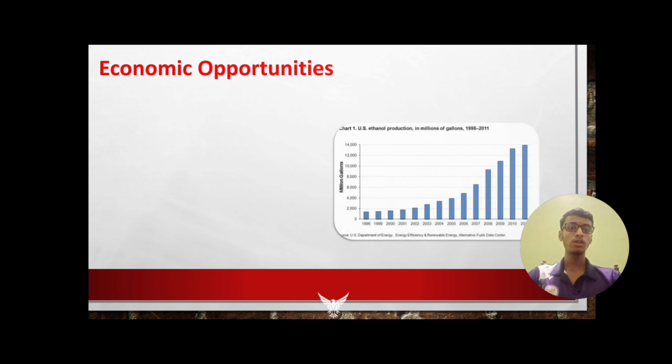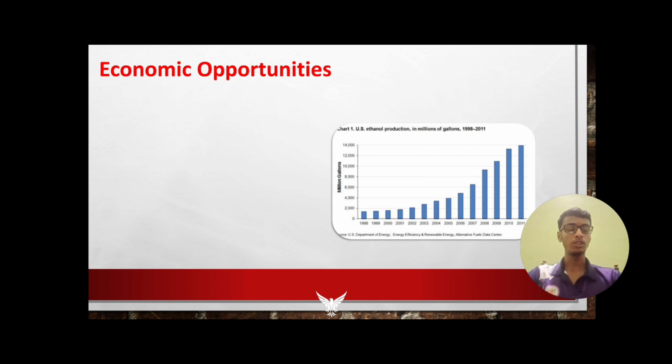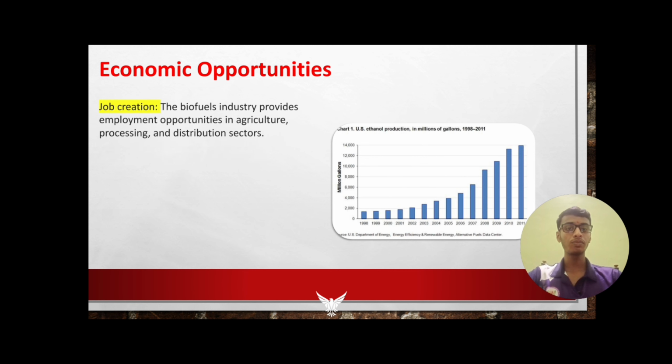We'll go to the next: the economical opportunities. What are the economical opportunities in these biofuels, and what will they be in the next 20 years with these biofuels? We'll see here.